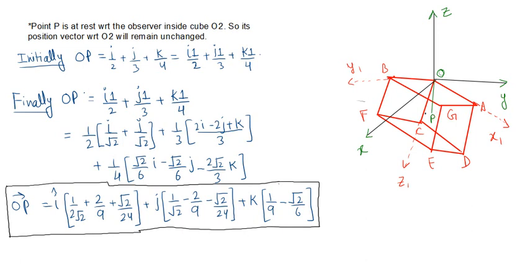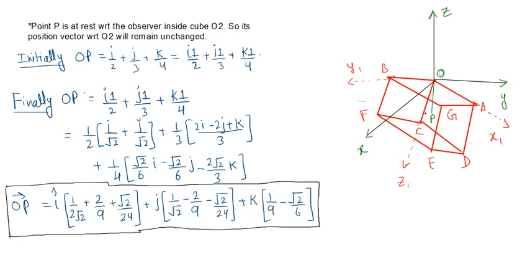So initially OP was I by 2 plus J by 3 plus K by 4. And it was also equal to I1 by 2 plus J1 by 3 plus K1 by 4. Why? Because the coordinate axes of O1 and O2 were along the same direction at the initial moment. But finally, OP will change with respect to O1, but not with respect to O2. So with respect to O2, OP will remain same.